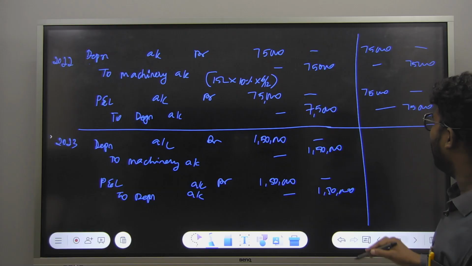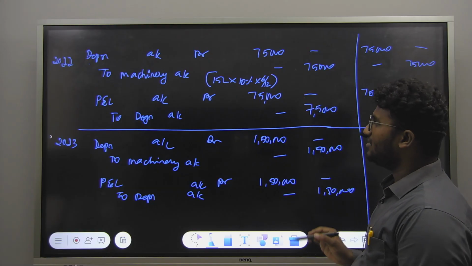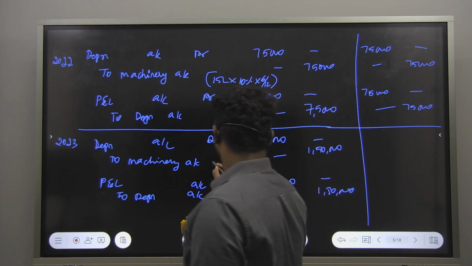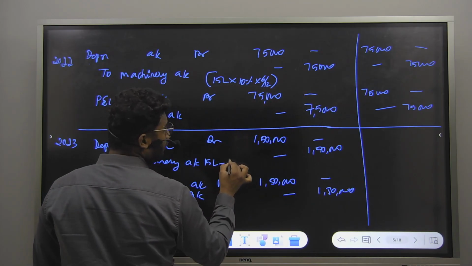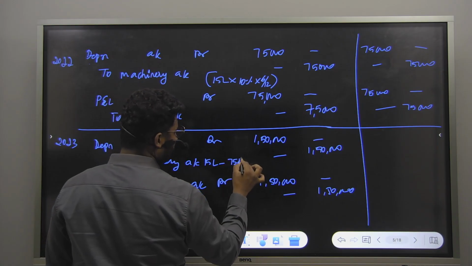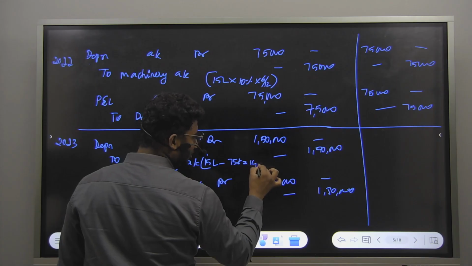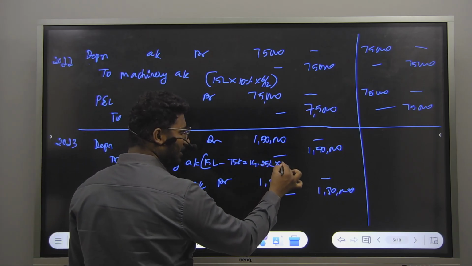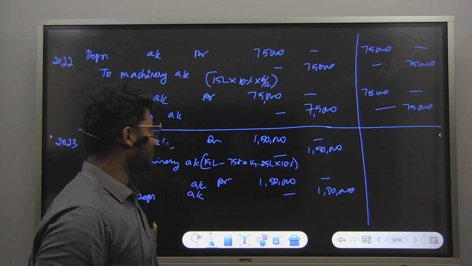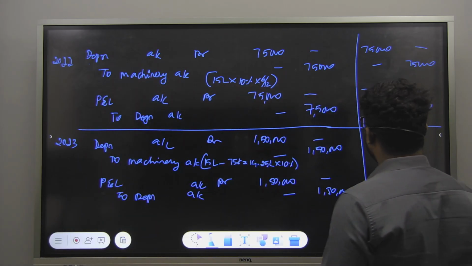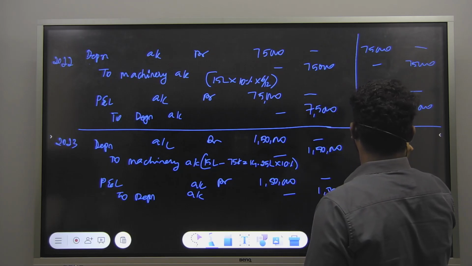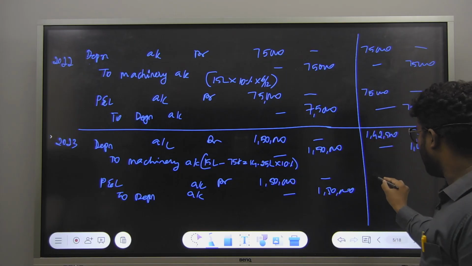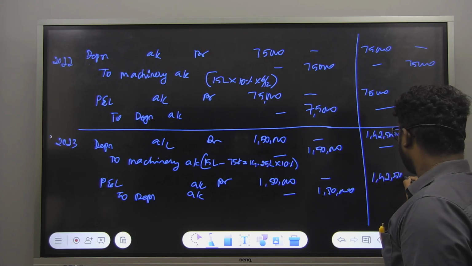So now when you come to second year, the actual value of machinery is not 15 lakh now. It is 15 lakh minus 75,000, 14,25,000. So the actual value of the machinery is 14,25,000. So now you have to charge depreciation on 14,25,000. 10% on 14,25,000, how much? 1,42,500 rupees. The same amount you will transfer to profit and loss account.